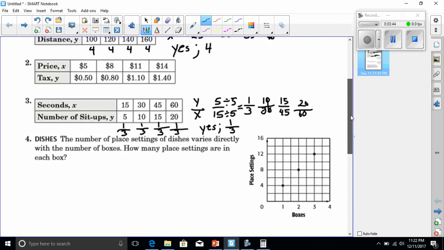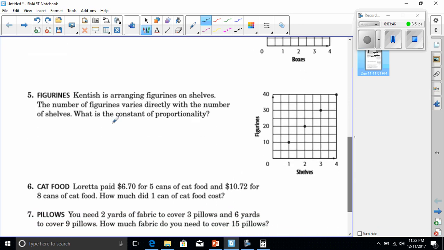All right, we're going to go on to number 5 now. It says Kentish is arranging figurines on shelves. The number of figurines varies directly with the number of shelves. What is the constant of proportionality? Well, we've learned in class we can take our dots, put them together, and if the line goes through the origin, we know that it has a constant of proportionality.